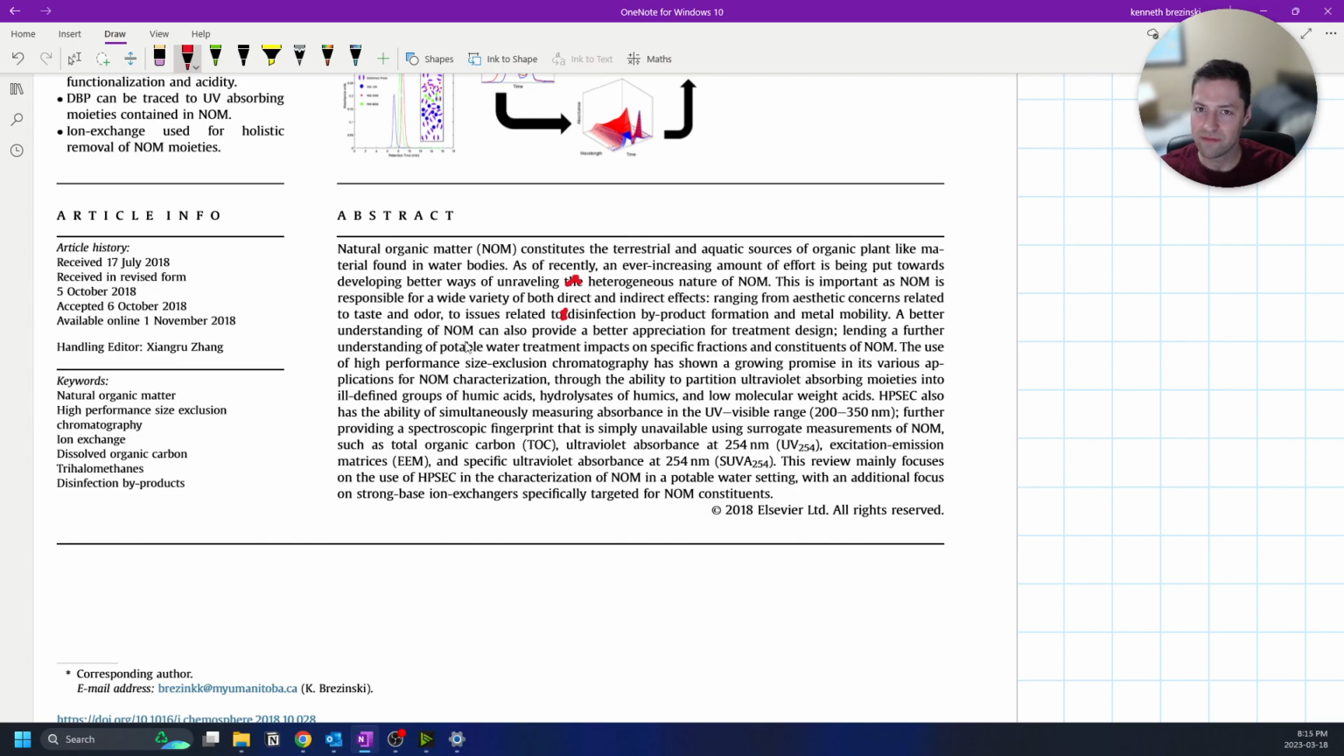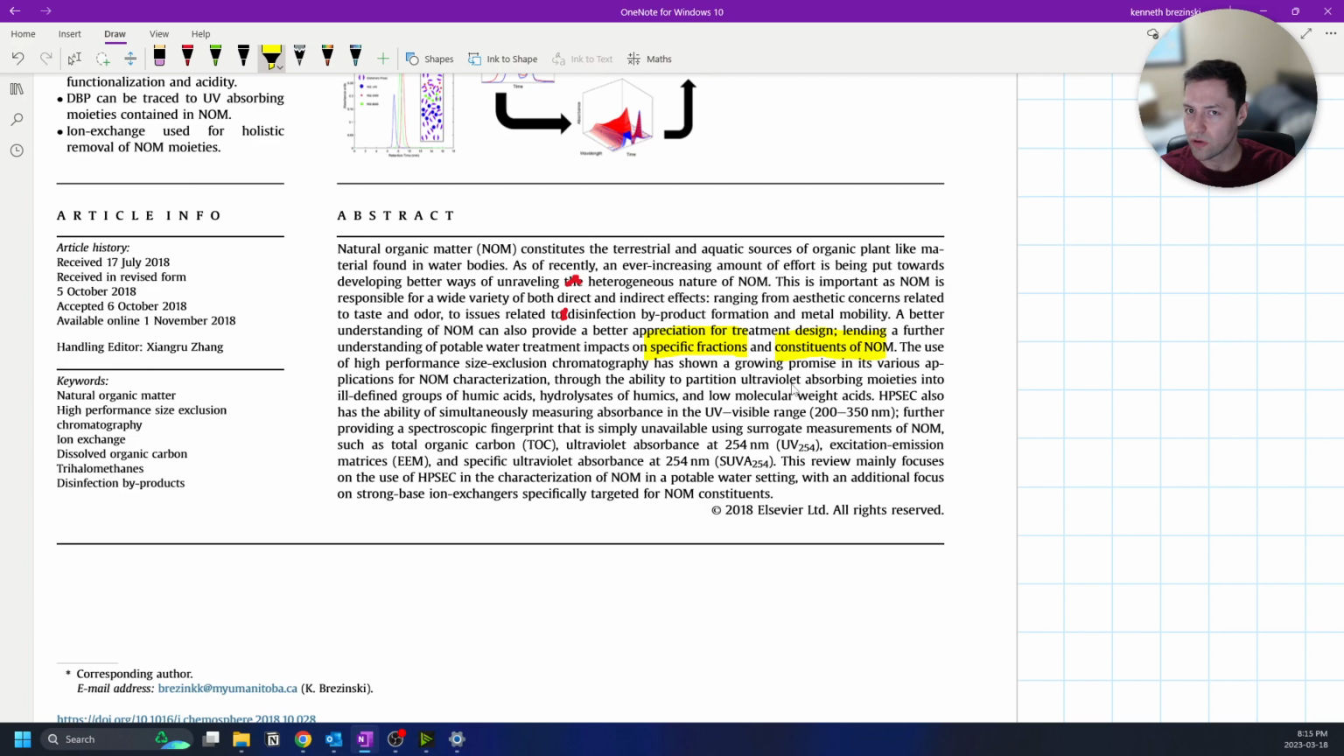A better understanding of natural organic matter can also provide us a better appreciation for future treatment design and understanding potable water treatment on specific fractions, on the constitution and constituents of natural organic matter. So that's an important thing to mention here, that we're also looking at specific fractions of this heterogeneous nature and its constituents.